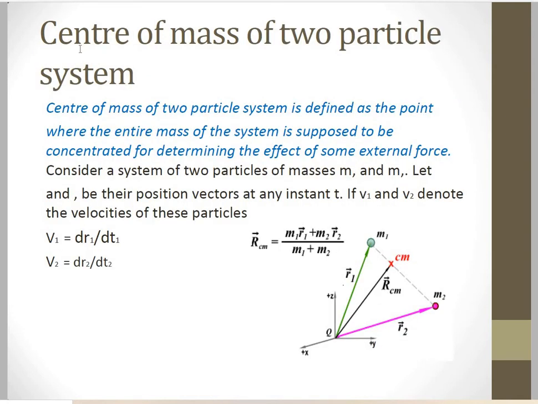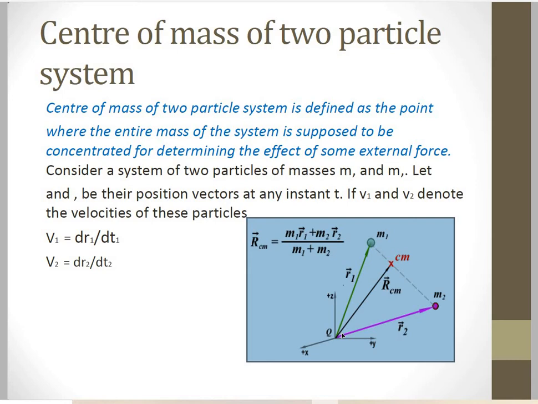So let us define the center of mass of a two particle system. These are masses m1 and m2. Suppose this is the origin, and these are the x, y and z coordinates. With respect to this origin, mass m1 and m2 have position vectors r1 and r2 respectively.